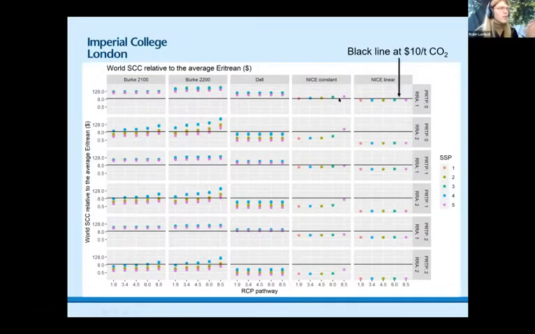So when you actually go into seeing what this model would do, you say, for each of the various RCP pathways, for each of the various possible pure rates of time preference and relative risk aversions, what is the social cost of carbon relative to the average Eritrean? And you see that for all of these damage functions, which are based on growth rates, the social cost of carbon is much higher than the $10 a ton CO2. So you'd strongly incentivize acting on climate change versus simply transferring funds.